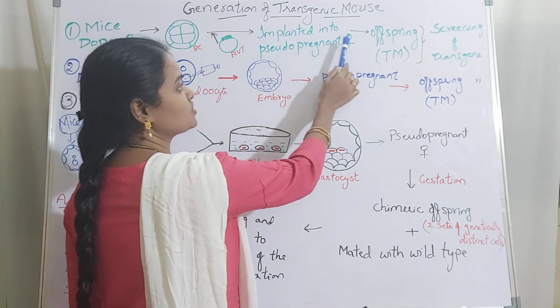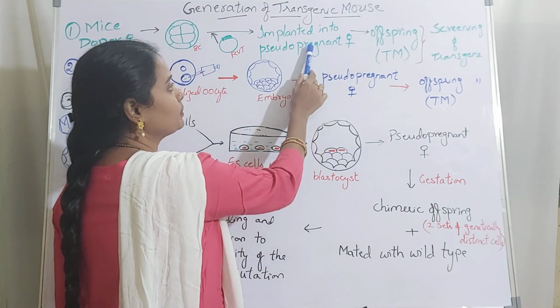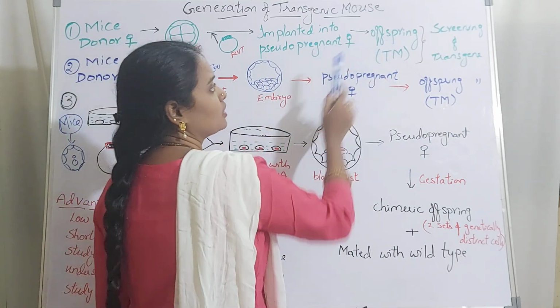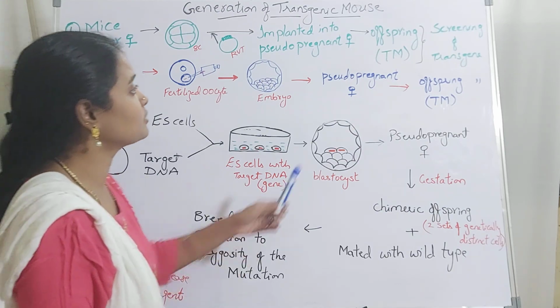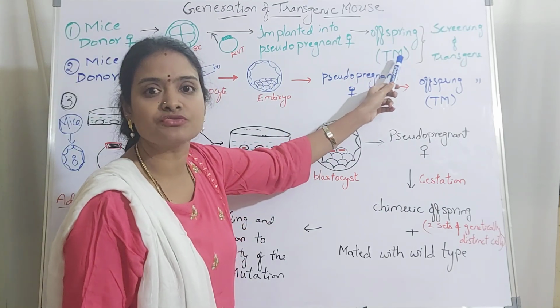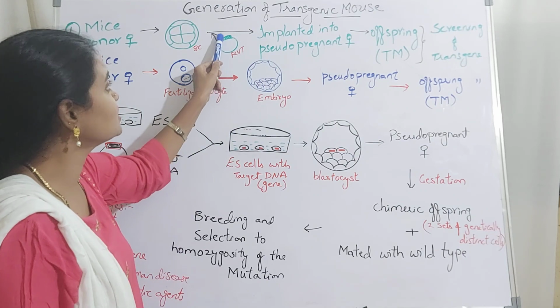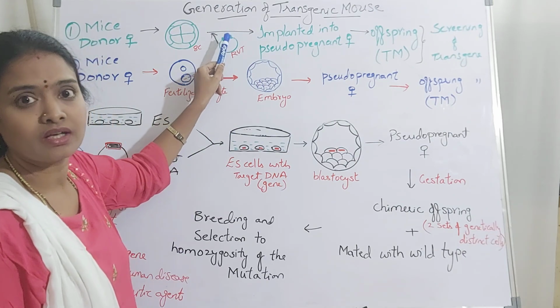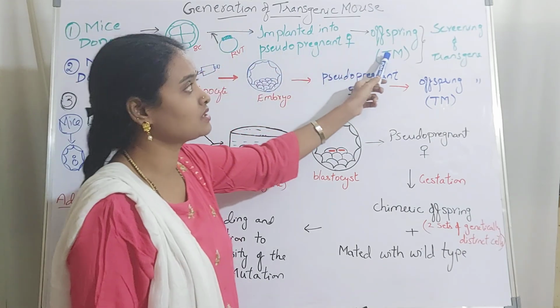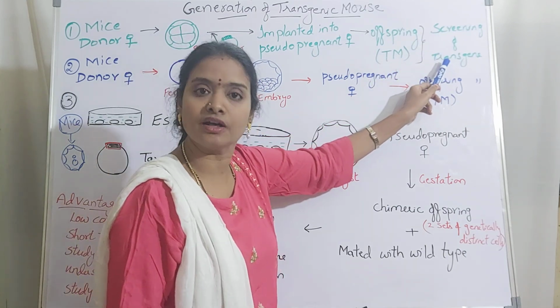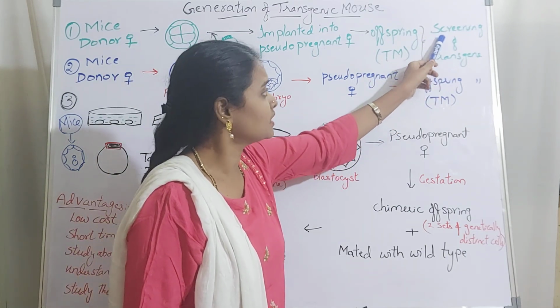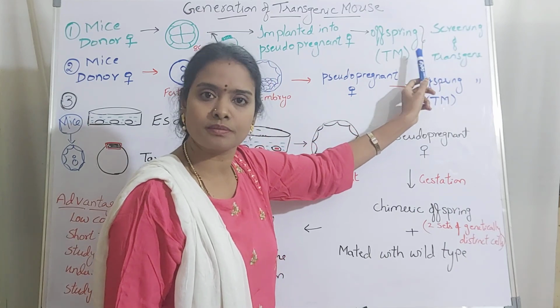Then after the gestation period, the pseudo-pregnant mouse will give rise to progeny or offspring, which is nothing but the transgenic mouse, which consists of the foreign gene of interest, right? The transgene will be present in it, and this transgenic mouse will be screened for confirmation. They are screened for the transgene presence.